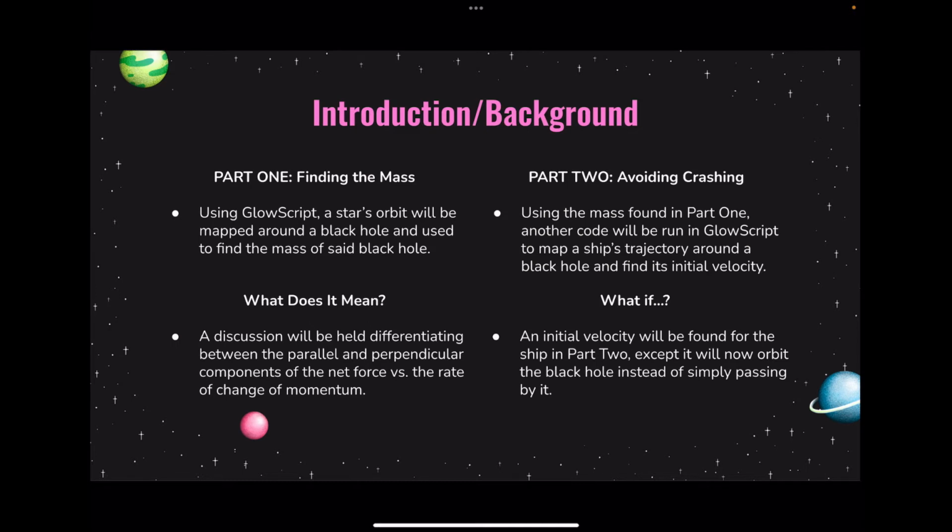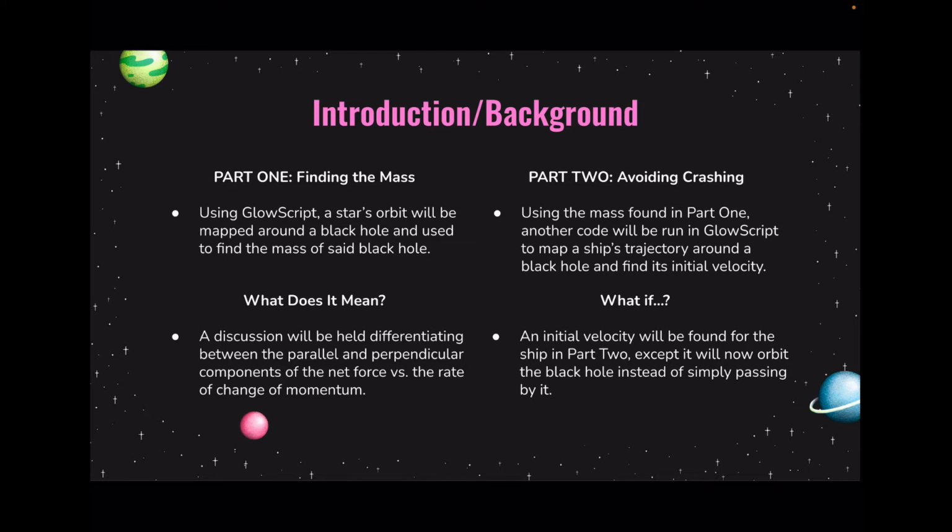So this lab is broken up into two parts, part 1 and part 2. Part 1 will be finding the mass of a black hole. We know a star's orbit around this black hole, and we'll work backwards to find the mass. And then a discussion will be held differentiating between the parallel and perpendicular components of the net force versus the rate of change of momentum.